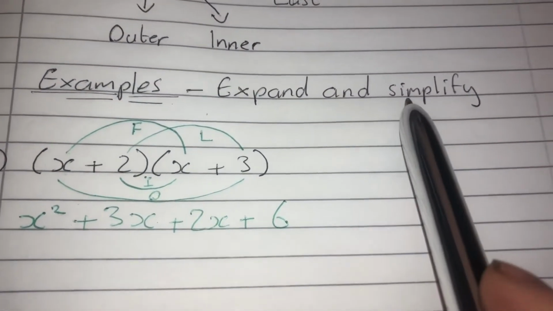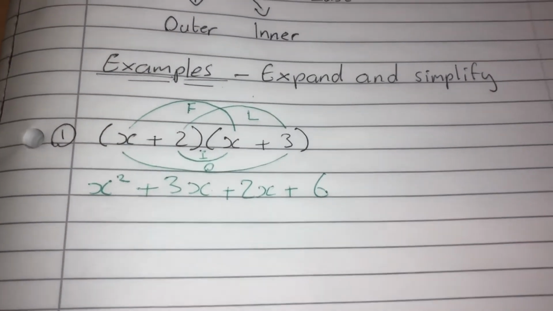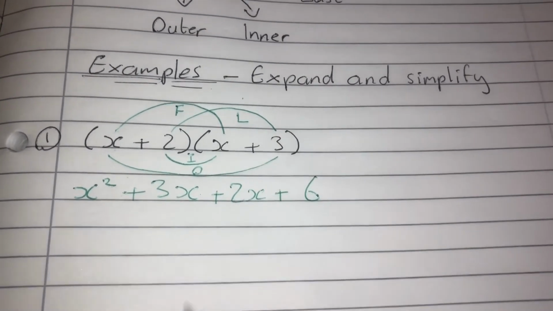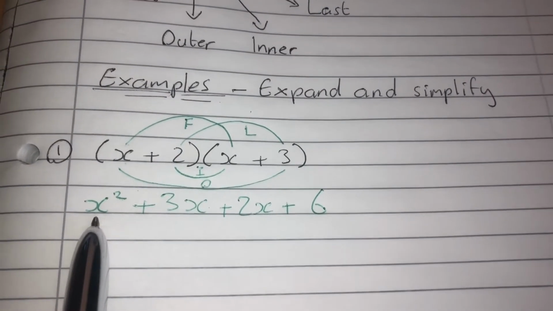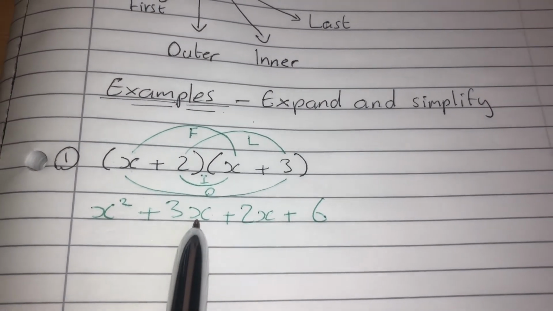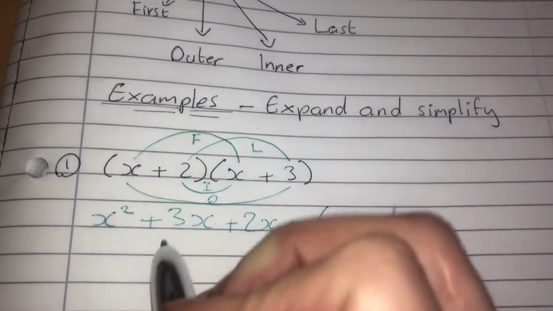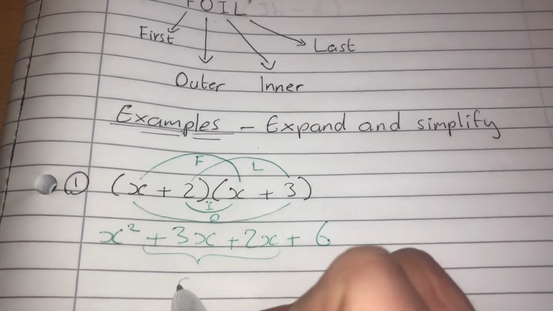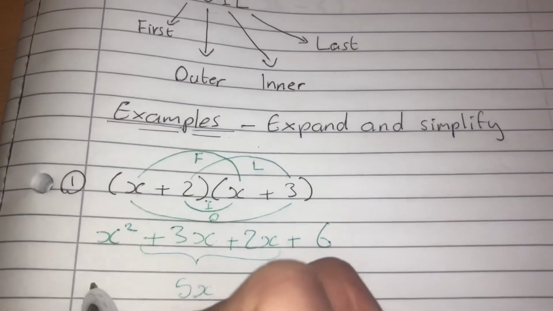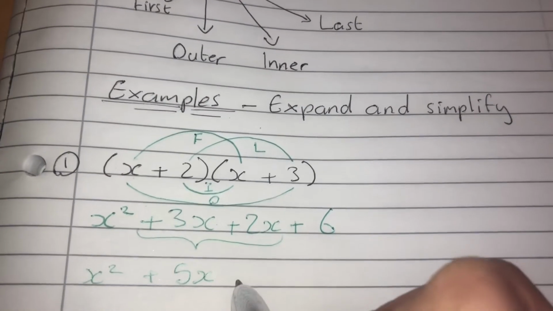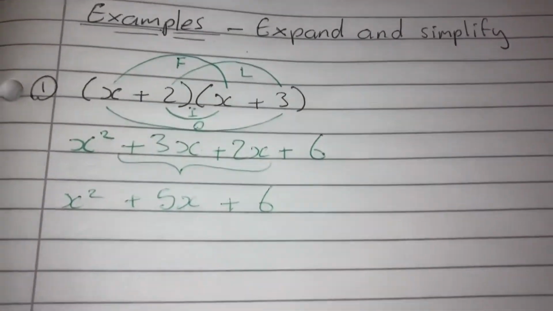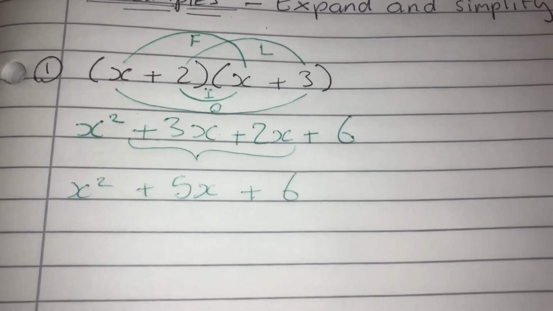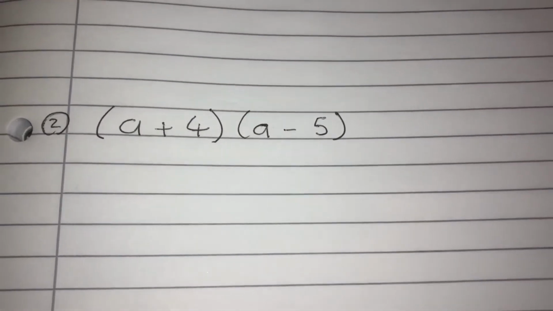Remember, we're also asked to simplify. Now again, if you're a wee bit rusty on that, make sure to watch the previous videos on collecting like terms in algebra. When we talk about like terms, an x squared and an x isn't a like term, but the two x's in the middle are like terms, so we can do 3x plus 2x. 3x plus 2x is 5x. Okay, and then we bring everything else down, so we've got x squared plus 5x plus 6. And remember, we're dealing with expressions, so that is as much as I can do with that question. Okay, moving on to the next example.